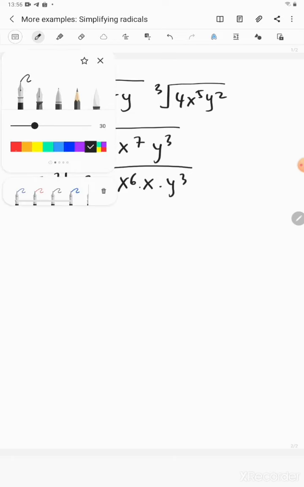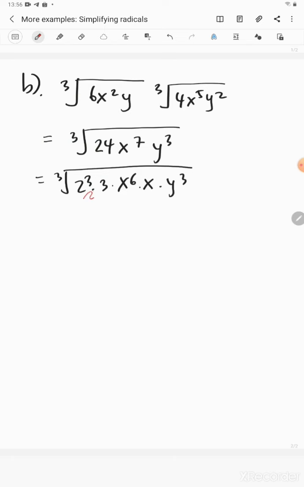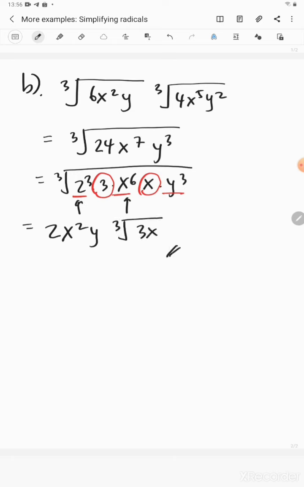So now which one we have to put it out, and then we can just put out this one: 2 power of 3, x power of 6 and y power of 3. Okay, this one kita tinggal je kat dalam. So the answer is 2. Okay, and then x power of 6 we get x power of 2, and then y cube root of 3x. Okay, this is the solution for B.